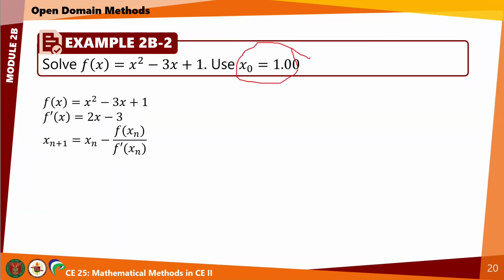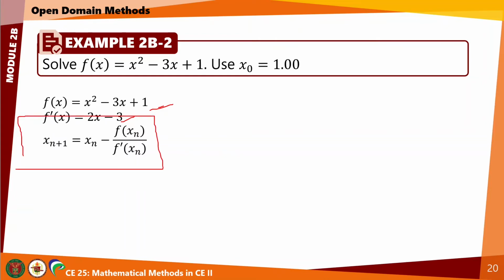We're asked to use an initial value of 1. Again, ano important dito? We need to find the first derivative. Okay lang, at least compared dun sa kanina na fixed point iteration, marami kasing pwedeng possible na g of x. Dito isa lang naman yung derivative ng function mo. Ano yung derivative ng x squared minus 3x plus 1? That's 2x minus 3. So meron ka ng function mo and yung first derivative. Madali lang gamitin ito kasi ito lang naman yung working equation mo.